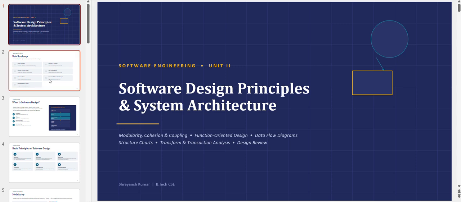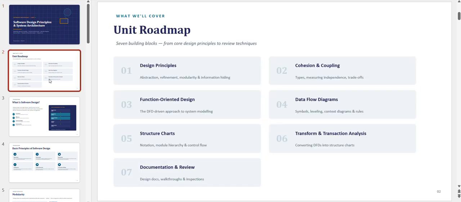So what is our unit roadmap? We will see design principles, the first part. Second part is cohesion and coupling. Third is function-oriented design. Fourth one is data flow diagrams. Fifth one is structure charts. Sixth one is transform and transaction analysis. Seventh one is documentation and review.